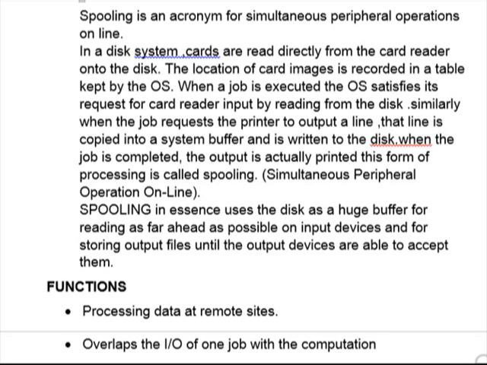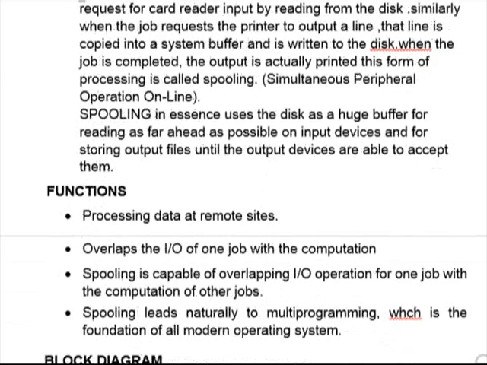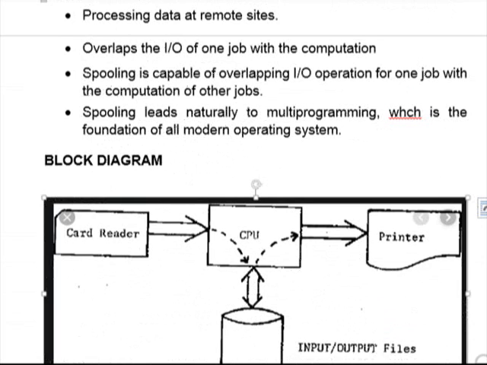Here are some of the functions of spooling: it processes data at remote sites, and overlaps the IO of one job with the computation. Spooling is capable of overlapping IO operations for one job with the computation of another job, and it leads naturally to multiprogramming, which is the foundation of all modern operating systems. Very important point.